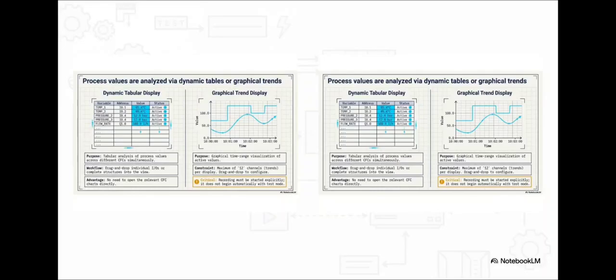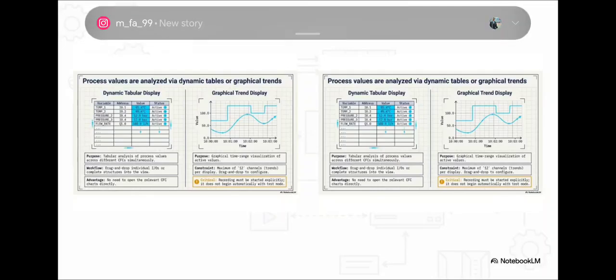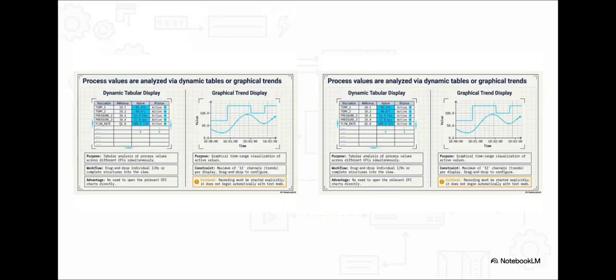On the flip side, we have the graphical trend display. This is for when you need context over time. You are plotting those values on a visual curve, though keep in mind you are limited to a maximum of 12 channels per display. Oh, and a quick pro tip. That trend recording doesn't just start automatically. You have to explicitly hit record when you enter test mode to actually start visualizing that time range data.